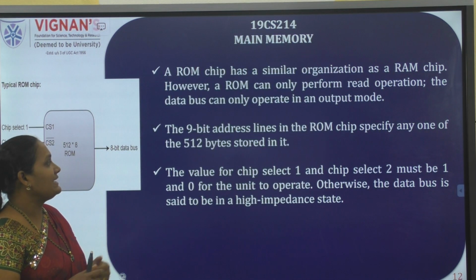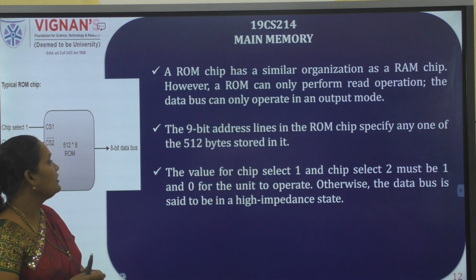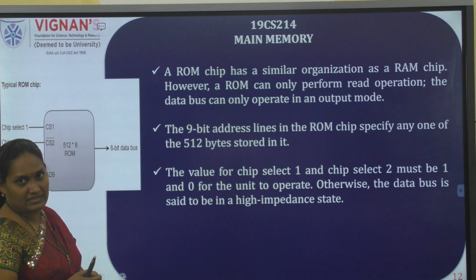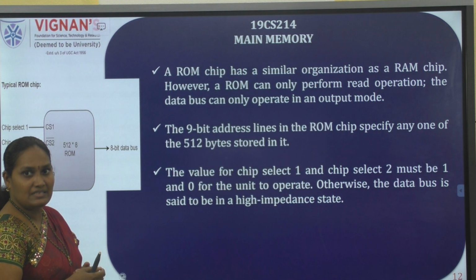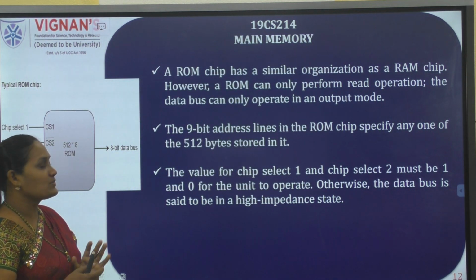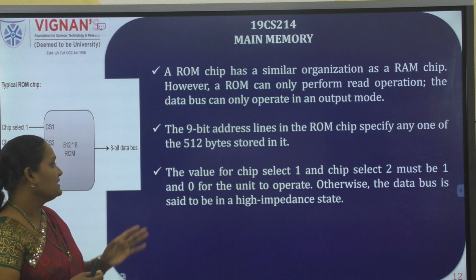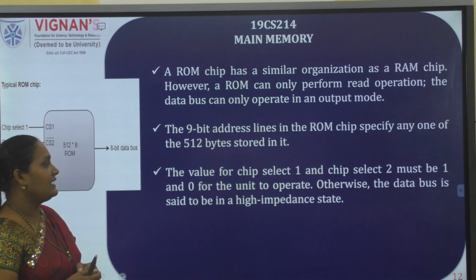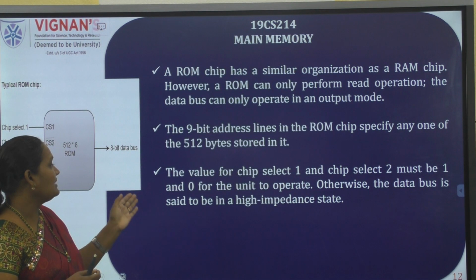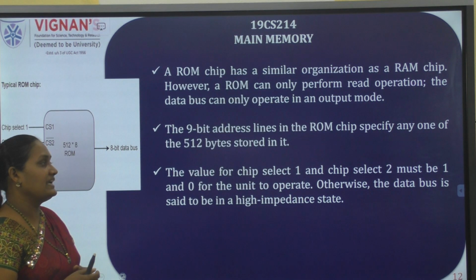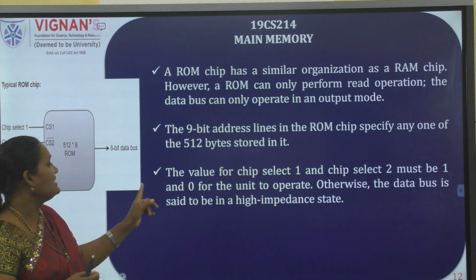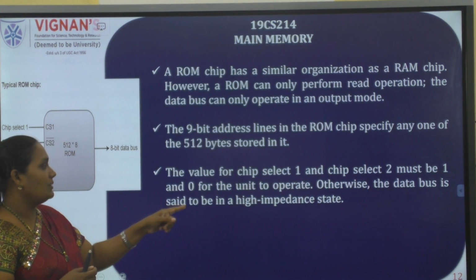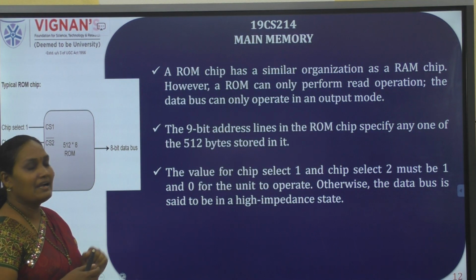Now, the 9-bit address lines in the ROM chip specify any of the 512 bytes stored in it. Since it contains 512 locations, that is 2 power 9 locations, any location can be represented by using a 9-bit address line. The value for chip select 1 and chip select 2 must be 1 and 0 for the unit to operate. Otherwise, the data bus is in high impedance state.